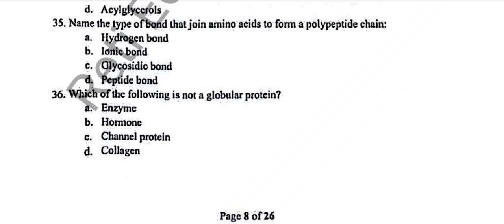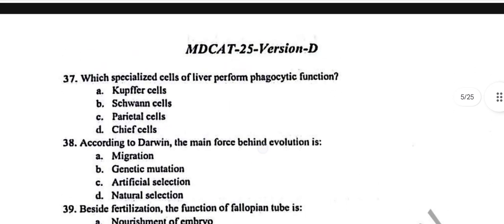Now comes question number 37. Which specialized cells of the liver perform phagocytic function? A. Kupffer cells, B. Schwann cells, C. Parietal cells, D. Chief cells. And the correct option is A. Kupffer cells. Kupffer cells are liver macrophages that engulf bacteria, old RBCs, and debris.